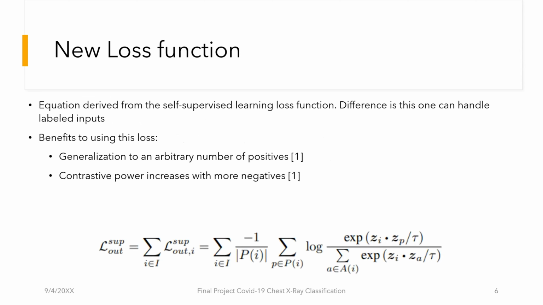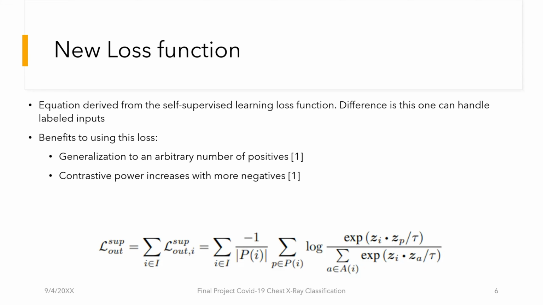So this supervised contrastive learning also has a new loss function, and I've gotten this from the paper I referenced at the end slide. This equation here is the new loss function for supervised contrastive learning, and this is derived from self-supervised learning. The only difference is they actually implemented it so we can handle labeled inputs instead of just self-supervised inputs.